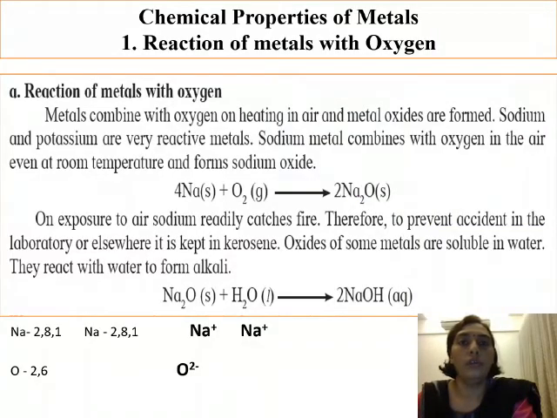Coming to the chemical properties of metals. The very first property is the reaction of metals with oxygen. We know that metals are highly reactive and their reactivity is on account of the small number of electrons in their valence shell, that is 1, 2 or 3. So they lose these electrons and they become stable. These electrons in turn are accepted by non-metals.